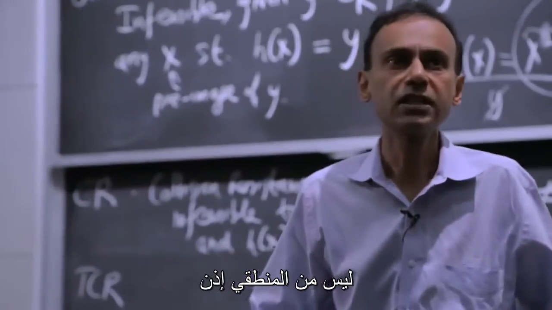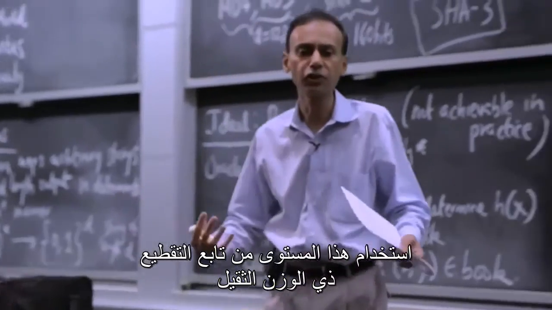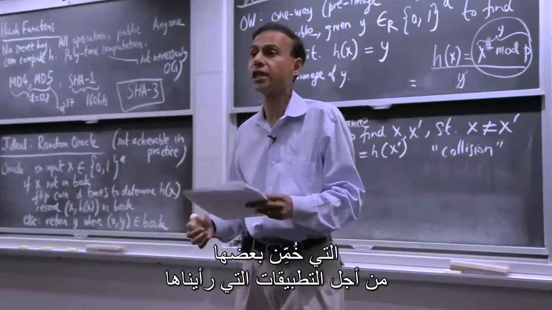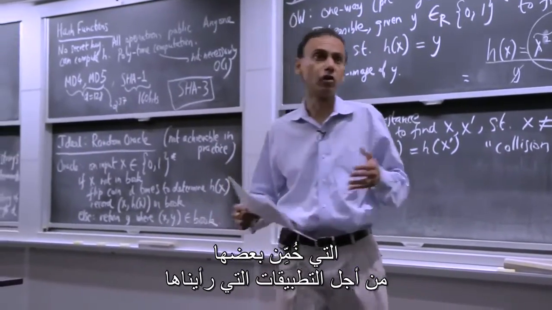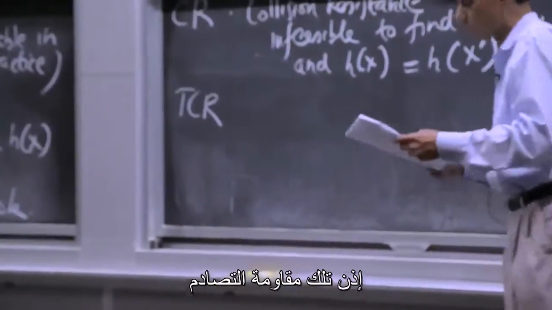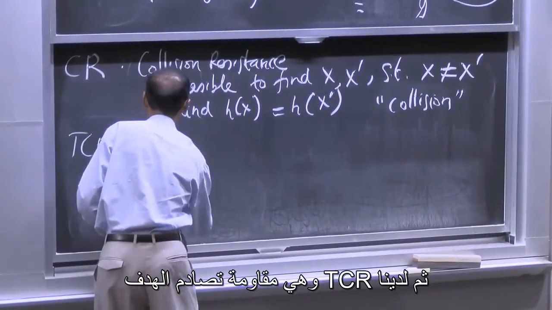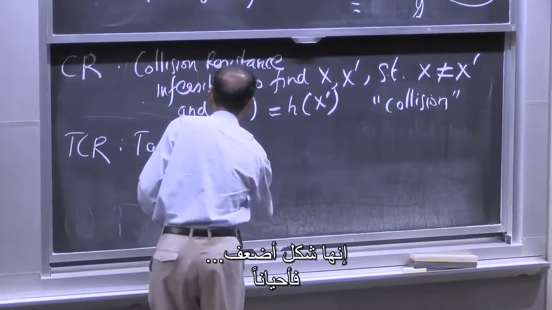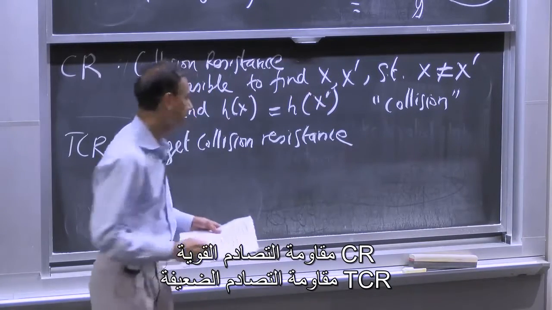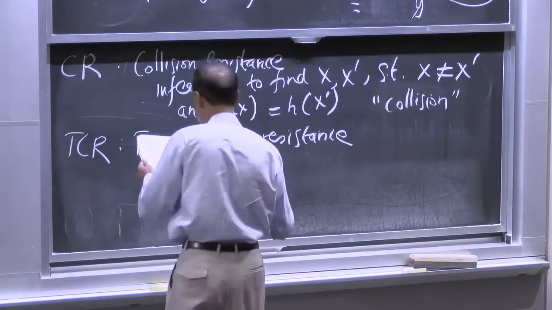So it just doesn't make any sense to use this level of a heavyweight hash function, even if it satisfies collision resistance, which some of these are conjectured to do, for the applications we've looked at. Right? But there'll be other apps where collision resistance is going to be important. So that's collision resistance. And then there's TCR, target collision resistance. It's a weaker form. So sometimes people call CR strong collision resistance and TCR weak collision resistance. We'll use CR and TCR here.